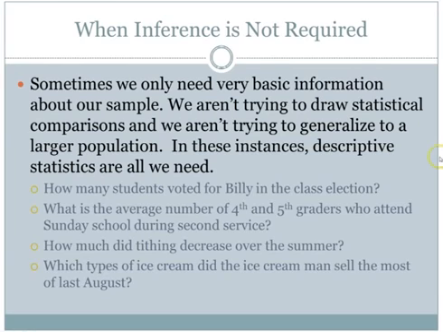So some examples where descriptives would be fine. How many students voted for Billy in the class election? So it's an election. There's however many kids in the class, and we just want to know if most of them voted for Billy, where their criteria is. We don't care about anyone other than those students. That's all that matters in this case. So if 51% voted for Billy, then Billy wins, and we don't really care who students who aren't in his class would have voted for.